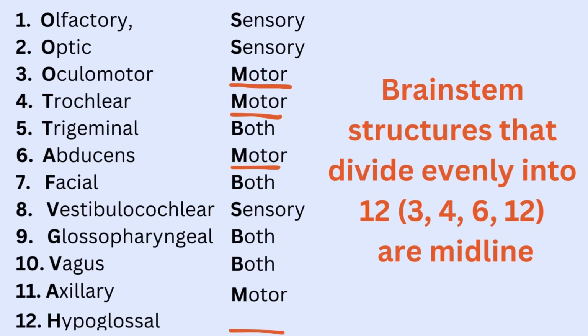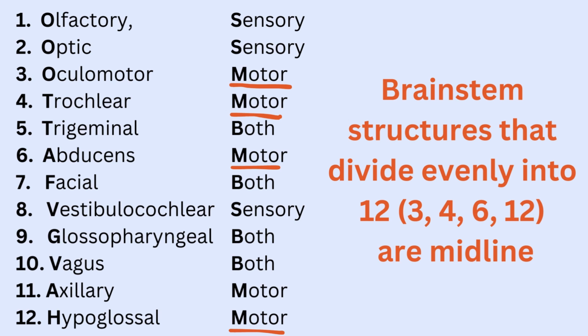Our final level of localization that we will learn in this video is where the cranial nerves lie within the brain, whether they are midline or they are peripheral. This is once again very important for when we're talking about strokes. So we're going to go back to our sensory motor both mnemonic to help us with this.